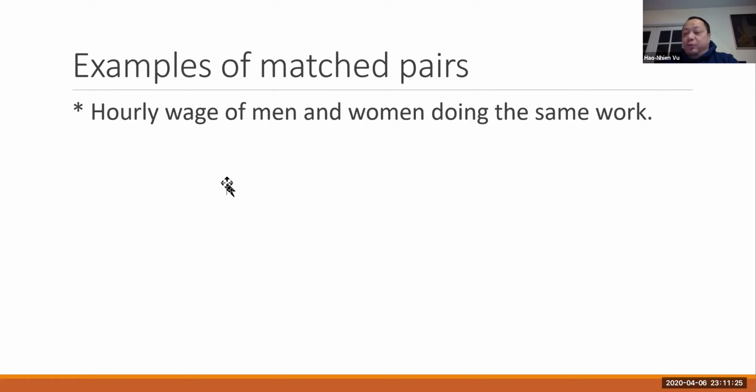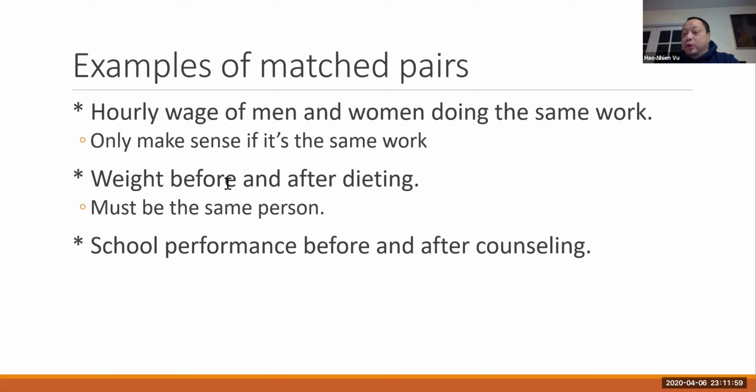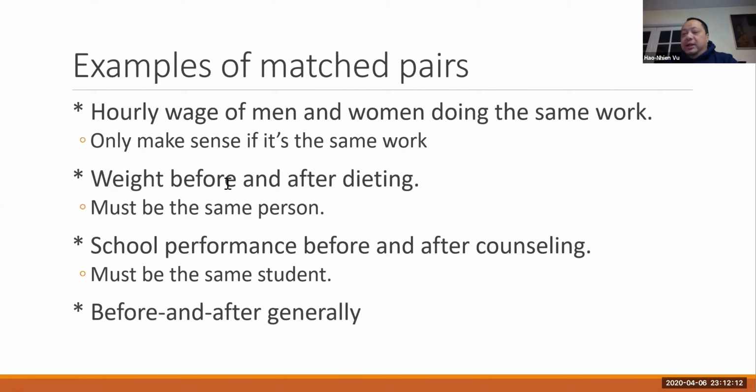Other examples of matched pairs include hourly wage of men and women doing the same work. It has to be the same work or it doesn't make sense. Weight before and after dieting. It must be the same person. School performance before and after counseling. It must be the same student. And in general, all the before and after situations that we see in real life should be analyzed using a matched pairs analysis.